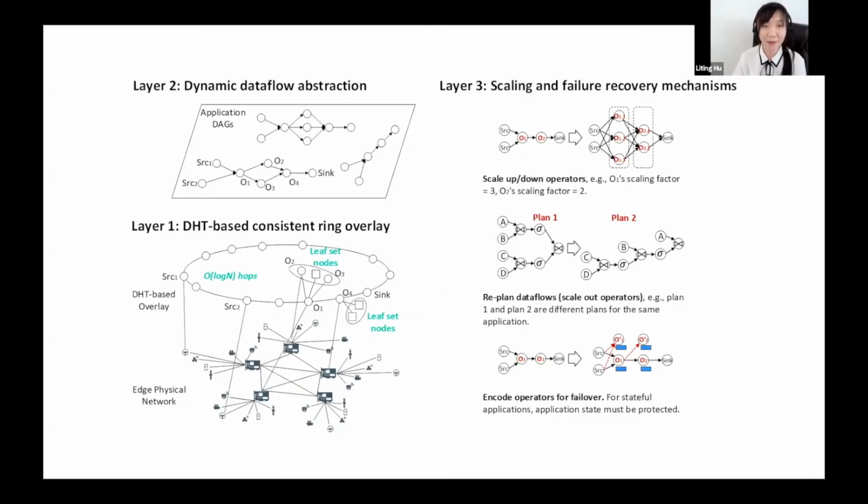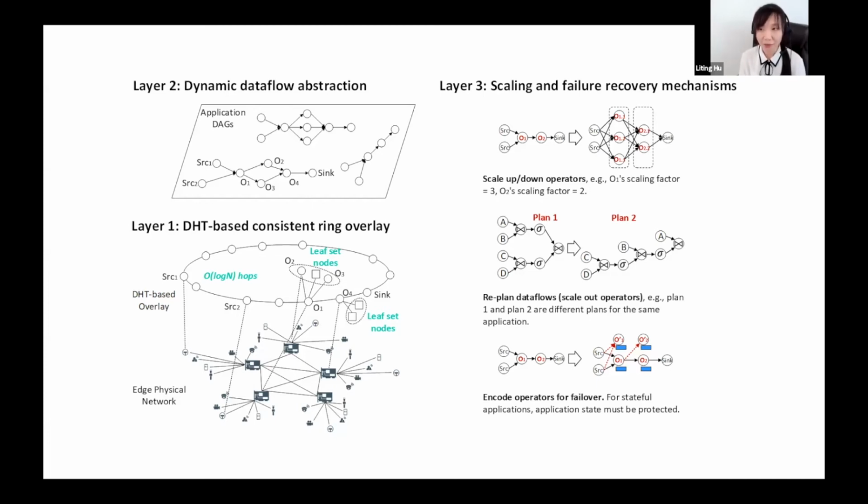Here is the Dart system overview. Dart consists of 3 layers. The first layer is the DHT-based consistent ring overlay. All edge nodes, such as routers, gateways, and power sensors, are self-organized into a DHT-based overlay. Each node is assigned a unique node ID in a large circular ID space. The node ID is used for routing the stream data. It is guaranteed that no matter where the data is generated, the data can be routed to any destination node within log N hops.